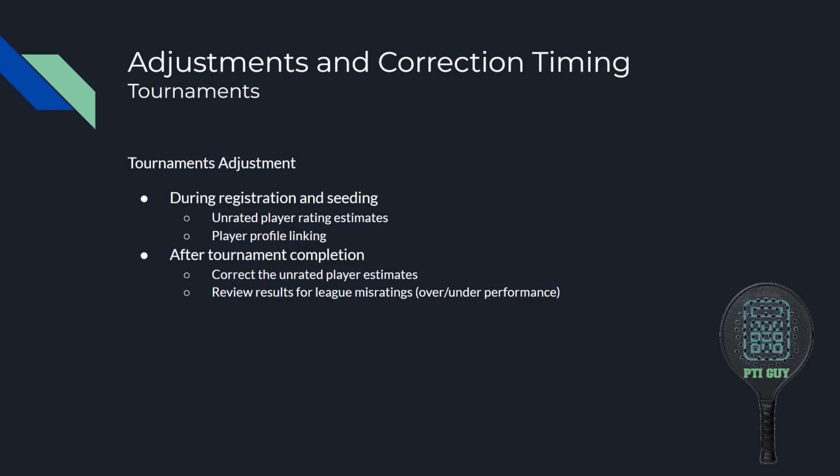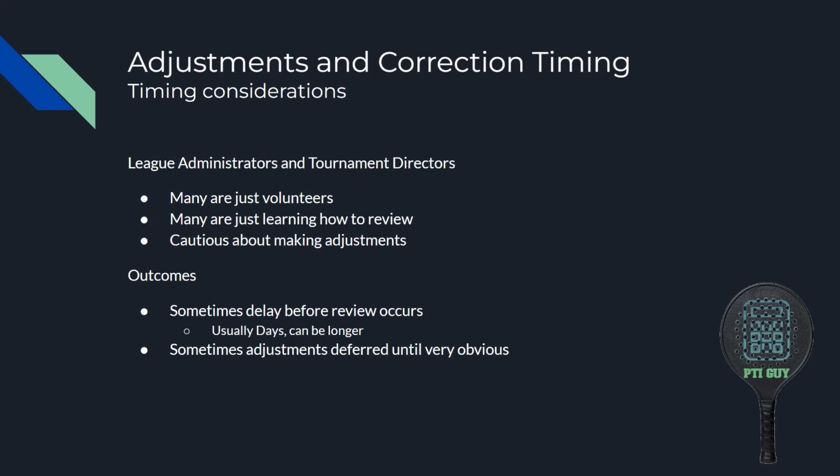When players register for tournaments, their player profiles sometimes need to be linked, and sometimes for unrated players, initial rating estimates must be created. After the completion of the tournament, the unrated players have their estimates corrected, and the results are also reviewed for league misratings. Players should remember that many league administrators and tournament directors are just volunteers, and many are just learning how to review ratings adjustments. Several of them may be cautious about making adjustments. As a result, sometimes there's a delay before reviews occur. Usually these are days after events or ends of seasons, but can be much longer. And sometimes adjustments are warranted but deferred until they're very obvious.